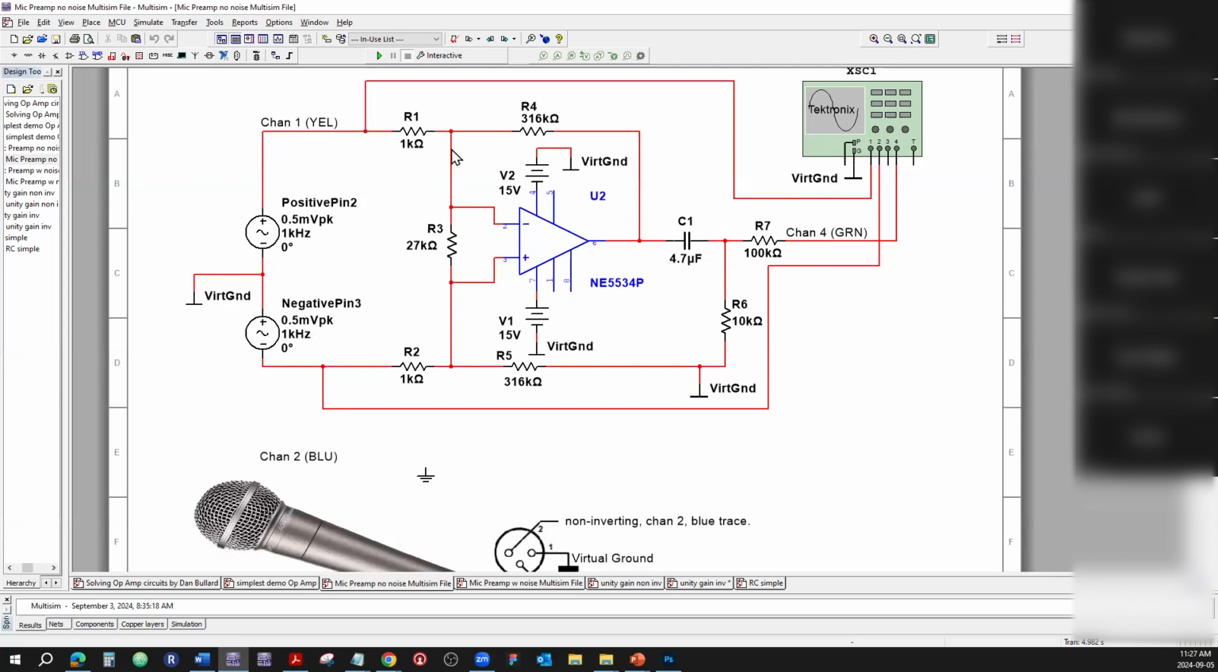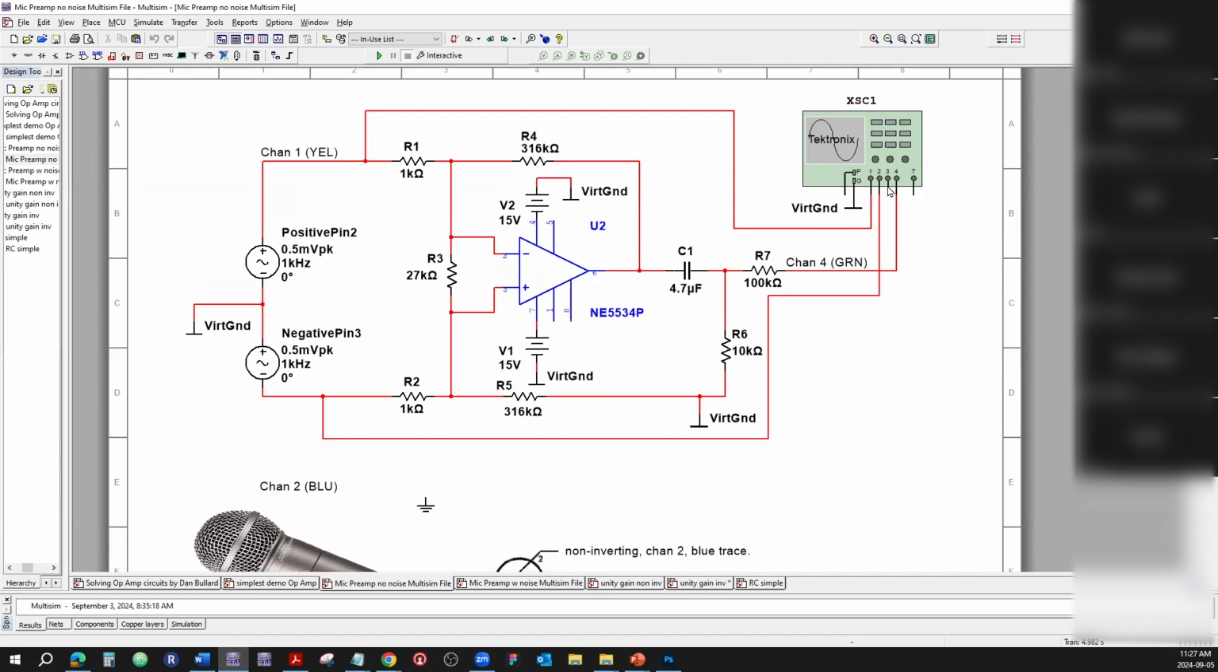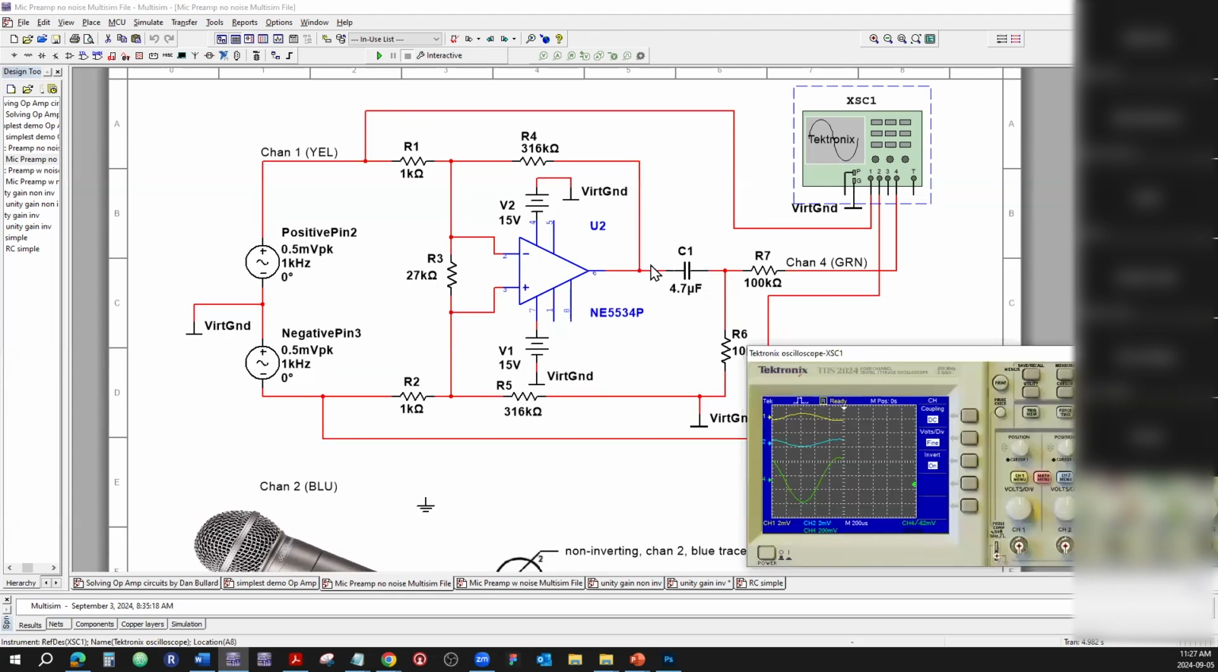Here's a positive, here's a negative side of this, and they are completely out of phase, delivered to these two. And I connected the scope. Let's see how things look. I'm going to turn on my scope here and start the simulation right here. Boom. Oh, look.